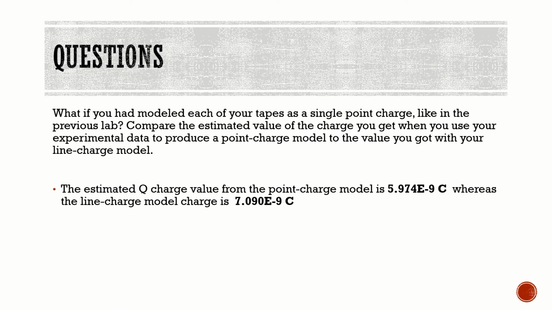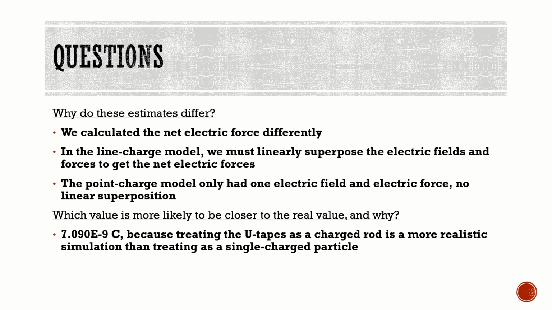So in the point charge model, our previous lab, we estimated the charge value to be 5.974 times 10 to the negative 9 coulombs. Whereas in this line model, this current lab, we calculated the charge to be 7.09 times 10 to the negative 9 coulombs. A significant change. So why do these estimates differ?